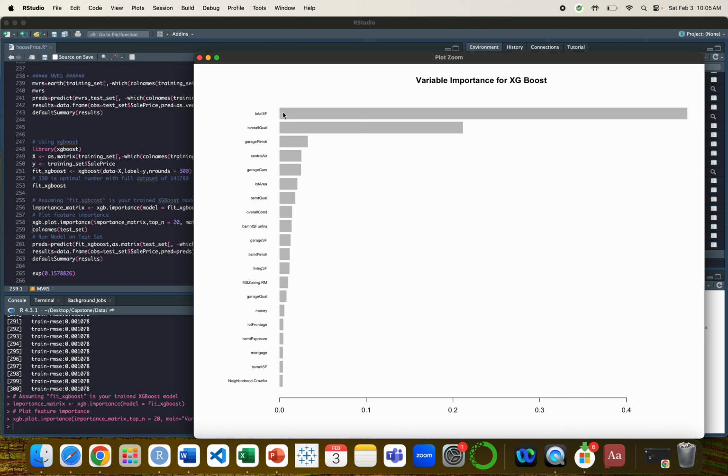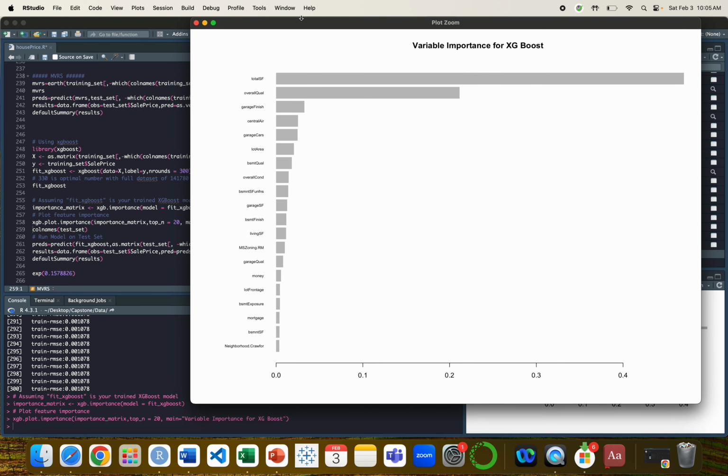So total square foot was super important for driving housing prices. The overall quality was too, and then other variables, they're really not close to these two. So you have garage finish, whether there was central air in the house, how many cars the garage had, 1 or 2 car garage, the lot area, so that's the property, basement quality, thinking of like a man or woman cave. So that's very important. People like to have a nice basement to hang out in, watch golf or whatever they do. And same thing, garage square foot.